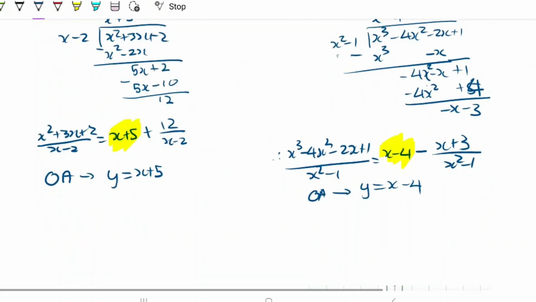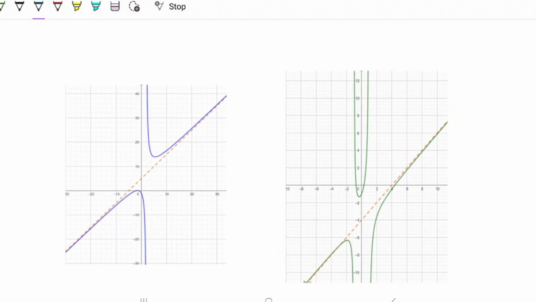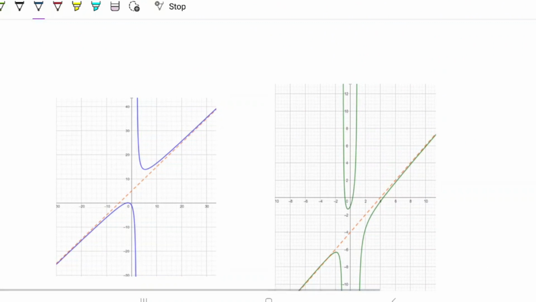Now let's get into GeoGebra. I've sketched the two functions there, and this is what the two functions look like. So the first function looks like that, and this is given by that oblique asymptote y equals x plus 5. And this is given by that oblique asymptote y equals x minus 4. And this is what the oblique asymptote looks like. So what you'll be able to do is to sketch functions now where it involves an oblique asymptote.